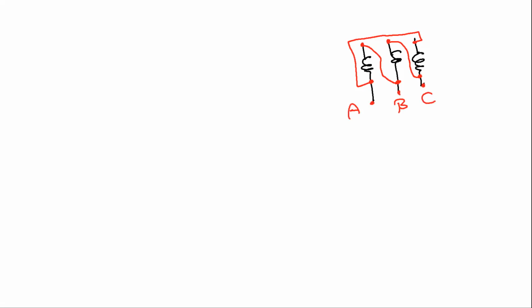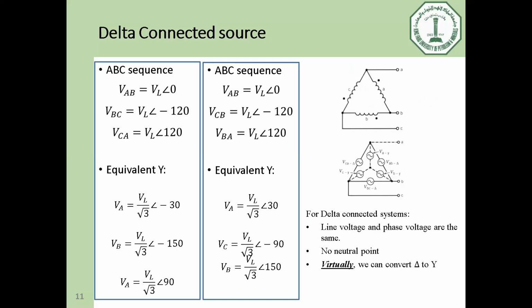So for delta connection sources, if it is ABC sequence, we will assume that VAB has magnitude of V line and at angle 0. So VBC, the second line voltage, will be V line at angle minus 120, and the third voltage VCA equals V line at 120 degrees.